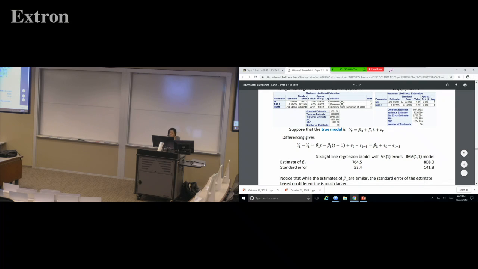What you see here is that using the straight line regression model with AR1 errors, the estimate of beta 1 is 764, and the estimate for beta 1 from the integrated moving average 1,1 is approximately 808. The standard error for that one is 141.8, versus 33.4. So the estimates of beta 1 are fairly similar, but the standard error of the estimate based on differencing is much, much larger than with straight line regression with AR1 errors. Let's further compare these models using SAS.